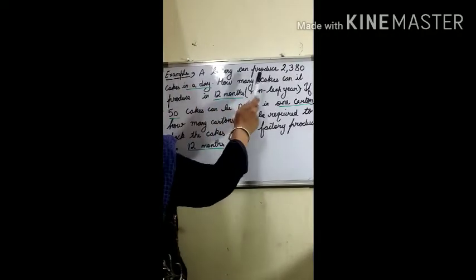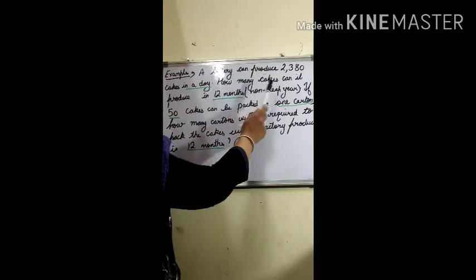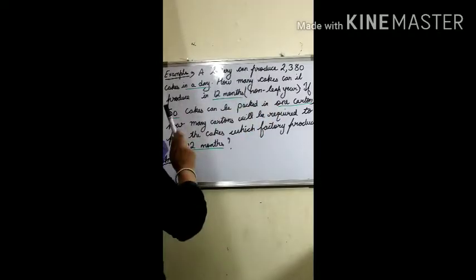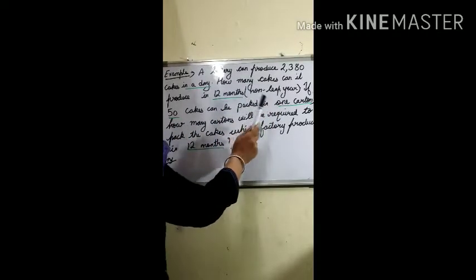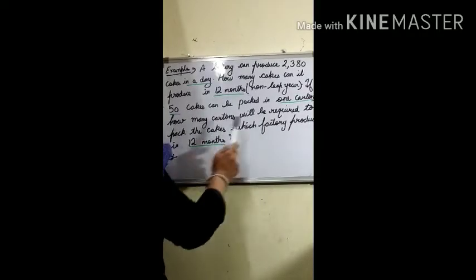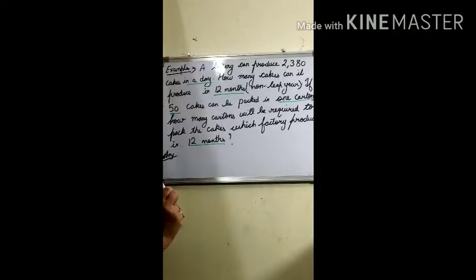A bakery can produce 2380 cakes in a day. How many cakes can it produce in 12 months? Assume it is a non-leap year. If 50 cakes can be packed in one carton, how many cartons will be required to pack the cakes which the factory produces in 12 months? So here we have to solve 2 questions that have been asked.